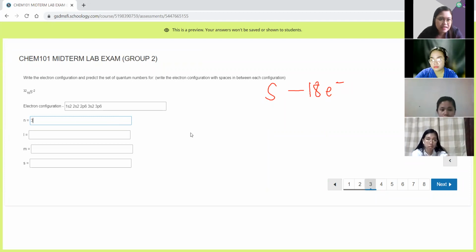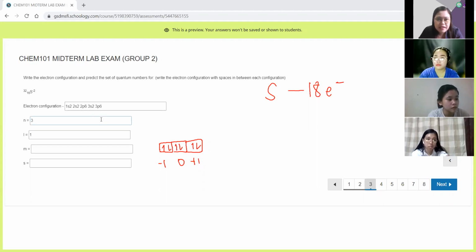So for the N, you have to look at the largest number there, which is 3. And then for the L, the last configuration is 3p6. So the representative number for P is 1. So that is the azimuthal quantum number. For the magnetic quantum number, you have to draw this. Since this is P, meron kang tatlong orbital, 0 sa gitna, +1, -1. And let's have the 6 electrons. 1, 2, 3, 4, 5, and 6. So the last electron is written on the +1. So you write here +1.